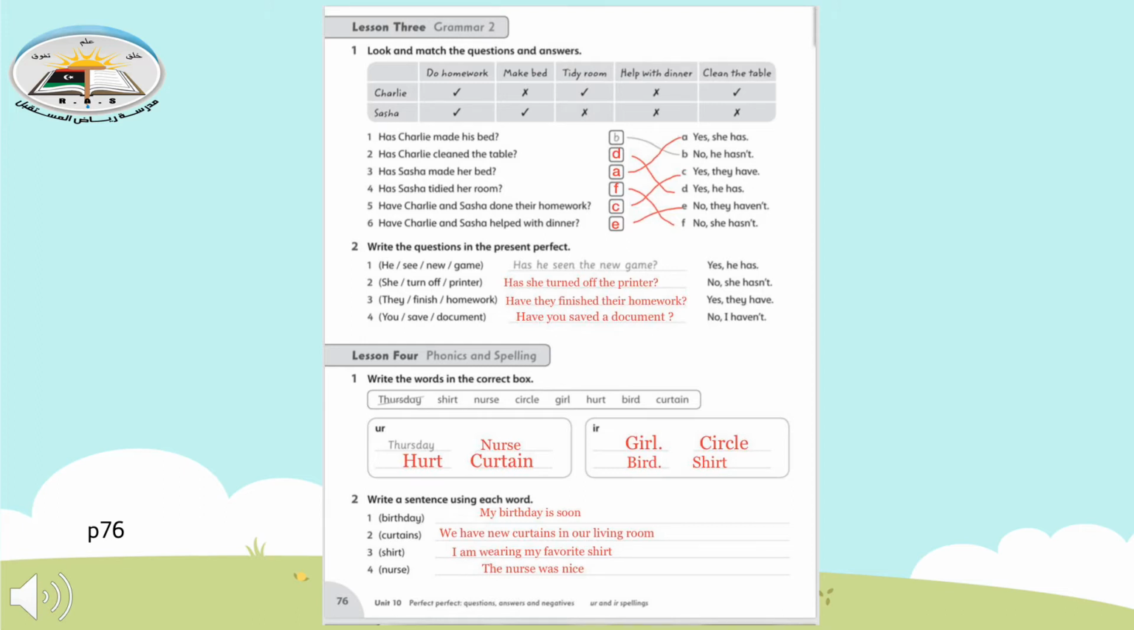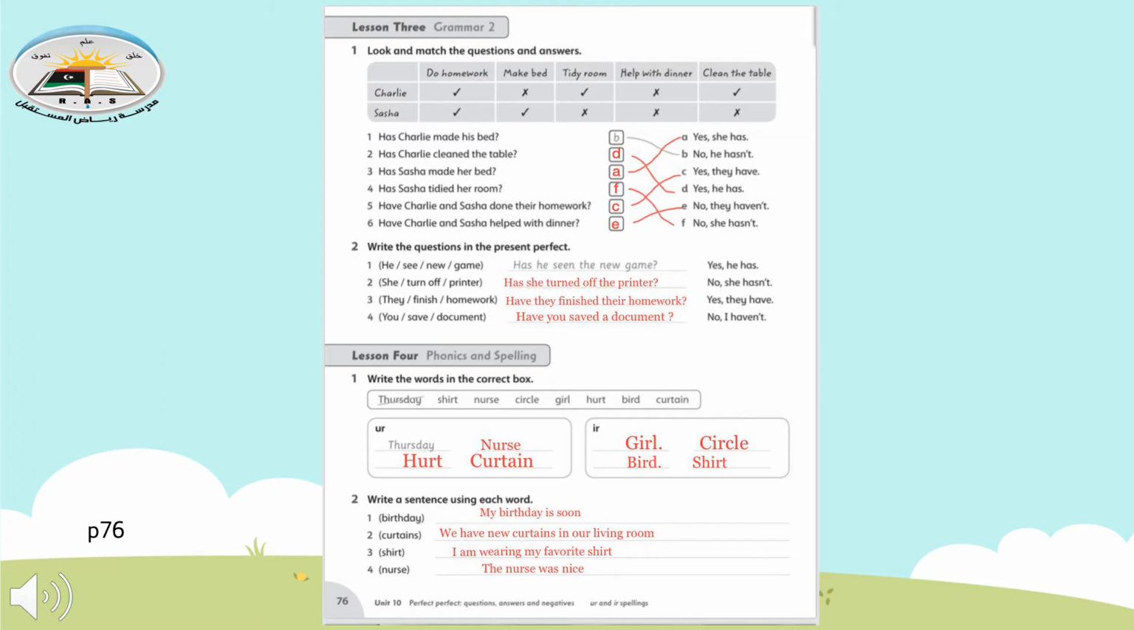Now we have do homework. Both Charlie and Sasha did their homework. Make bed. Charlie didn't make his bed, but Sasha did. Tidy room. Charlie tidied his room, Sasha didn't. Help with dinner. Both of them didn't help with dinner. Clean the table. Charlie cleaned the table, but Sasha didn't. Now we have number 1. Has Charlie made his bed?